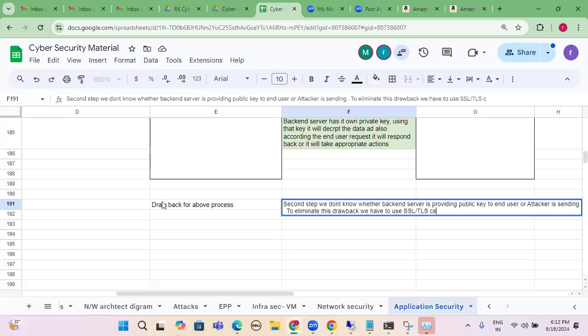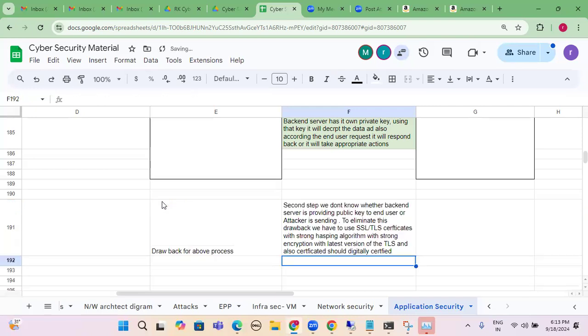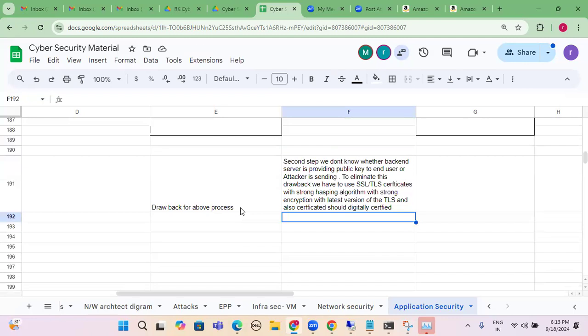SSL TLS certificates with strong hashing algorithm, with strong encryption, with the latest version of the TLS. And also the certificate should be digitally certified. So that is about the drawback. Okay. Now certificates maybe I will explain tomorrow.